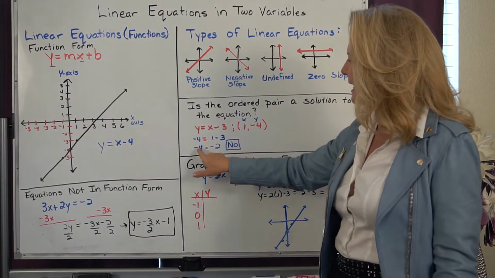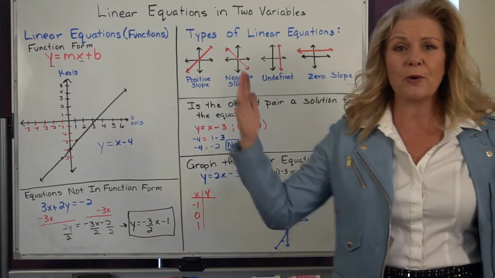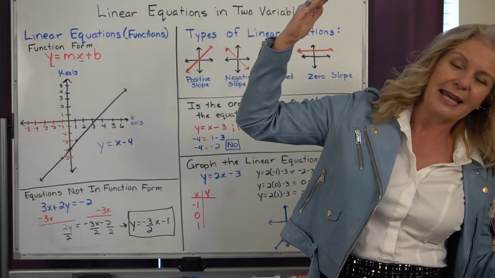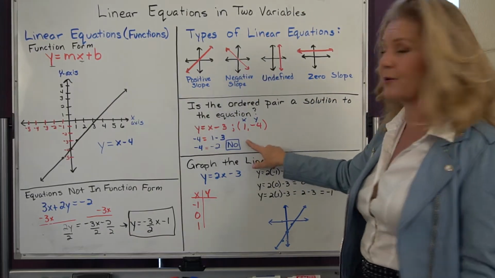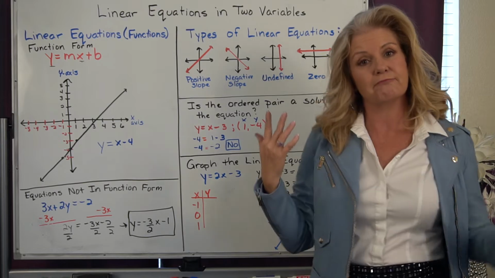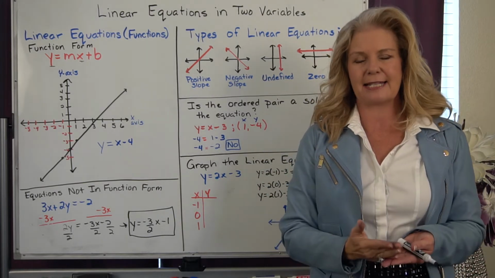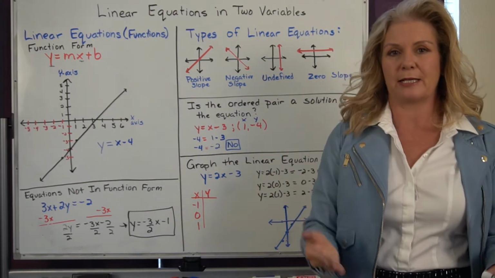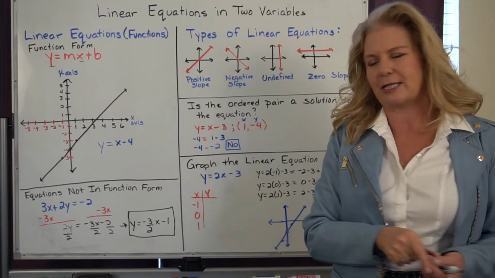So when I plug it in, I get -4 equals -2. Well, notice I'm out of balance. And if I'm out of balance, then no, that is not a solution. If it was -4 equals -4, then I'd be in balance, and yes, that ordered pair would be a solution. So those are the easiest ones to do.